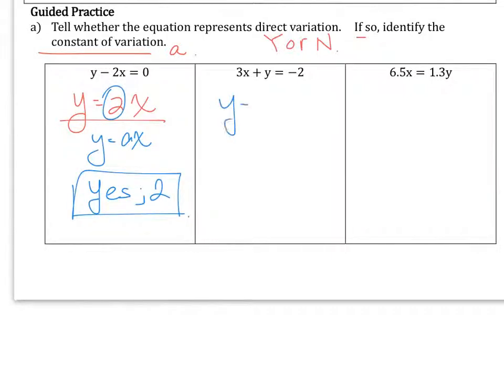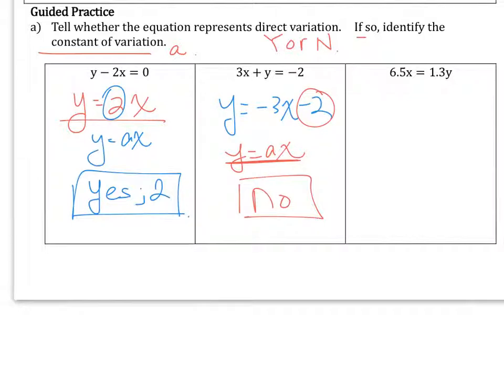And this one, y equals negative 3x minus 2. Obviously, it doesn't follow the direct variation model because of the negative 2. We write no. And for this one, y equals 65 over 13x. So y equals 5x. So we want to say that yes.